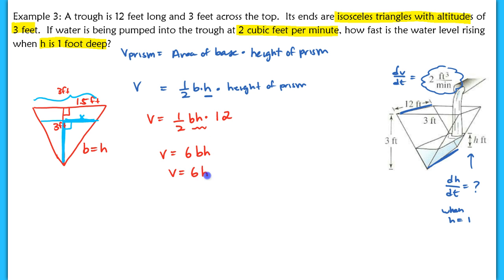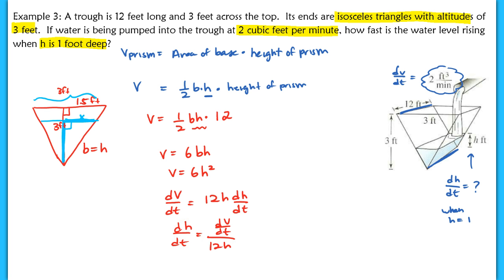So we have 6 times h squared is equal to V. Now we can go ahead and differentiate this with respect to time. So we have on the left-hand side dV/dt. On the right-hand side, we'll get 12 times h times dh/dt. So if we want to isolate dh/dt, because that's what we're trying to find, dh/dt is our unknown, let's go ahead and isolate that by dividing out the 12h. So we have dV/dt over 12h. That will give us dh/dt.